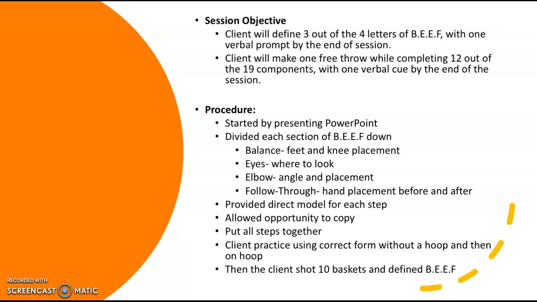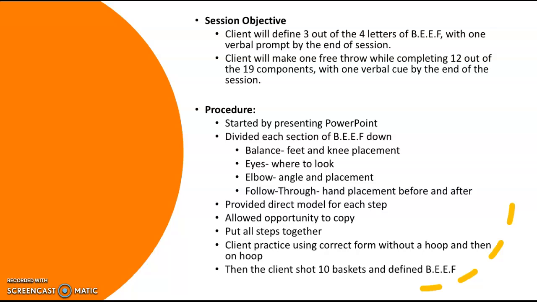I started by presenting a PowerPoint since it was virtual. Then I divided each section of the acronym down into balance, eyes, elbow, and follow through. For each section, I provided a direct model, then allowed the client to copy it. Then I put all the steps together and showed a direct model, and had the client copy it as well.